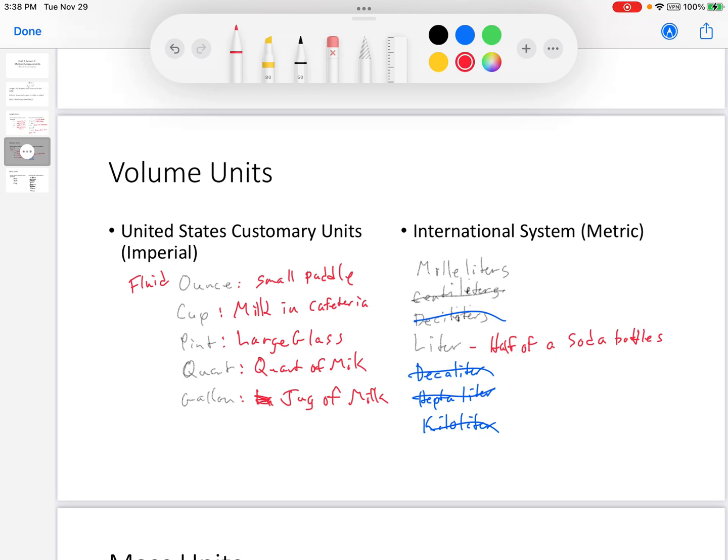You can sometimes see 1 liter bottles, especially in like the Quick Check. You'll see 1 liter bottles. Milliliters are very small. It's actually if you had a cube that was 1 centimeter by 1 centimeter by 1 centimeter, that is a cubic centimeter, and that's equal to 1 milliliter. So that's very small. That might be a drop of water.